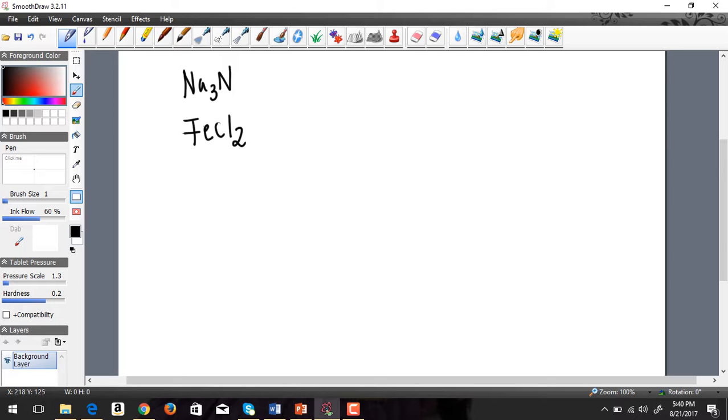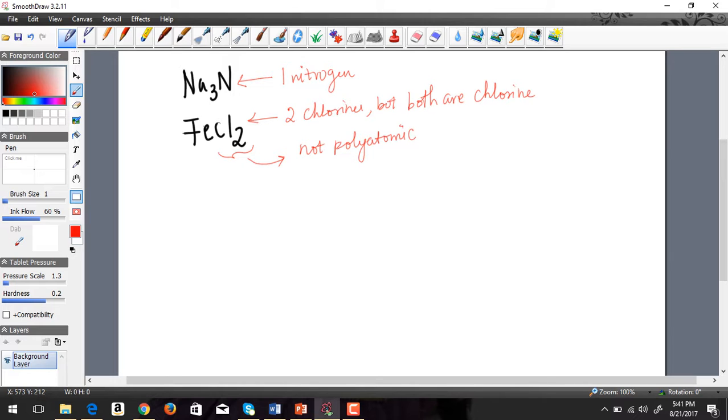Let me get a different color so I can highlight what I'm trying to say, so when I explain the remainder, it'll make sense. You see, you got just 1 nitrogen. Similarly, you may have 2 chlorines. Yes, I do see 2 chlorines right here, but both are chlorine. So technically this is not polyatomic. Now while I'm here, let's see if any of you could figure out the names for these 2.